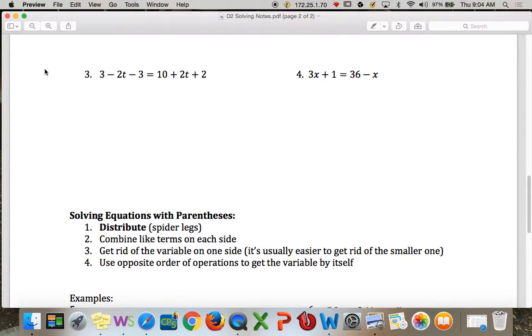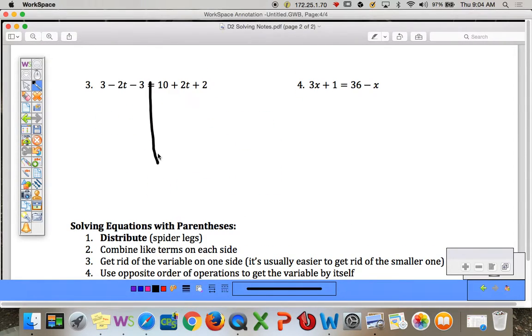on each side. Okay, another one where we can combine like terms first. So let's do that. We have 3 minus a 3, that's 0, but we still have a negative 2t. And we have a 10 plus a 2, so that would give us 12 plus 2t. Let's get rid of the smaller t, which is a minus 2t. I'm going to add 2t to each side.